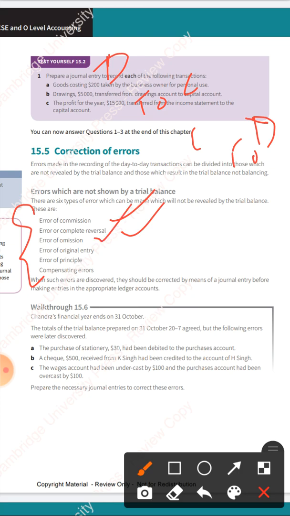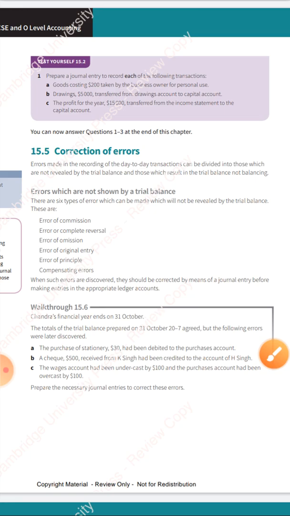Error of omission is when you forget to record something, when you forget one account. And error of original entry is when it was recorded wrong. And then there is error of principle, which is a conceptual mistake, and compensating errors, which are things that offset each other. Since the explanation is not given, I won't be able to tell you more.